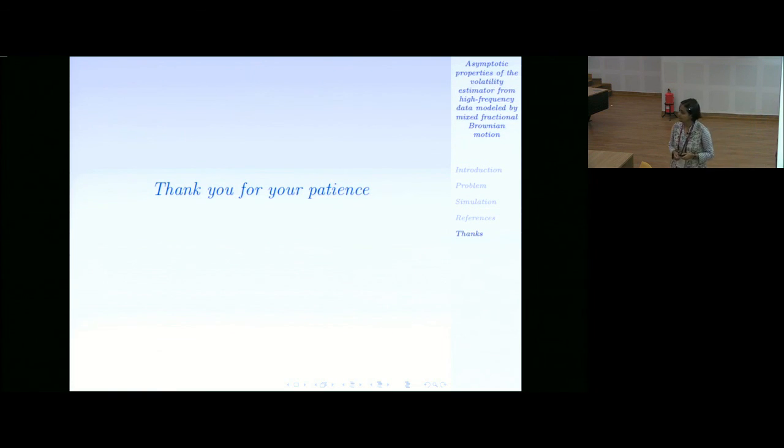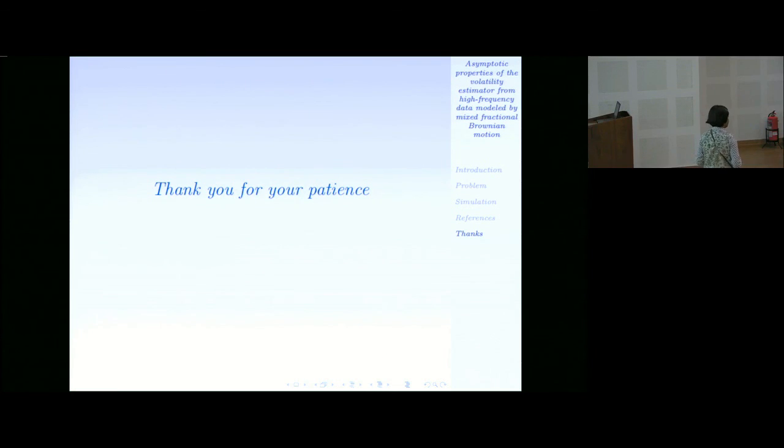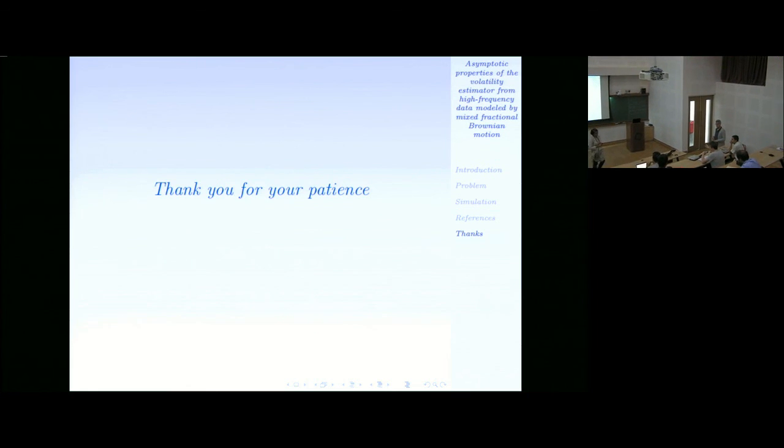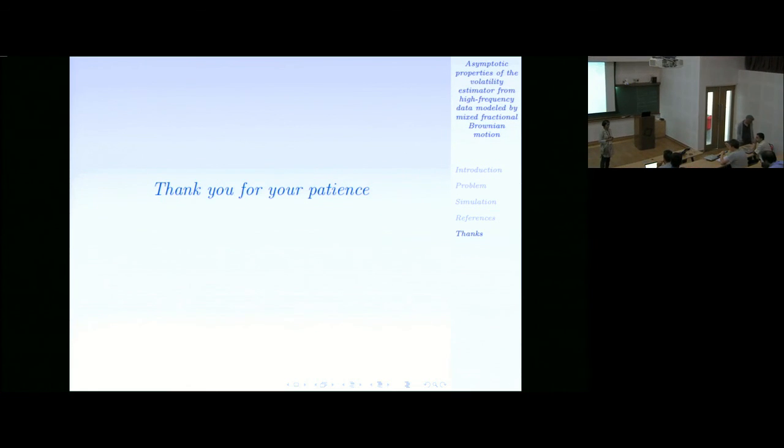Yes, I have a quite basic question concerning one of the first results that you quoted, I think the result by Cheridito. I'm not sure I understood what it is, but I understand the following. You have this mixed fractional Brownian motion, which is the sum of a Brownian motion plus a fractional Brownian motion of index H.